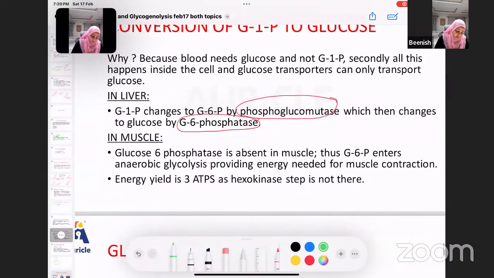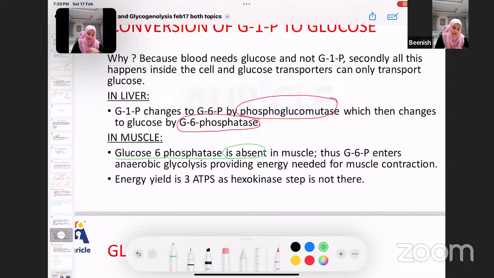Now, see what happens in the muscle. In the muscle, glucose 6 phosphatase is absent. Thus, glucose 6-phosphate enters anaerobic glycolysis, providing energy needed for muscle contraction. So, a liver is a very selfless organ, but muscle is a selfish organ. Okay, it uses this for its own need. It uses glucose 6-phosphate to enter anaerobic glycolysis to generate ATP energy for the sake of muscle contraction.